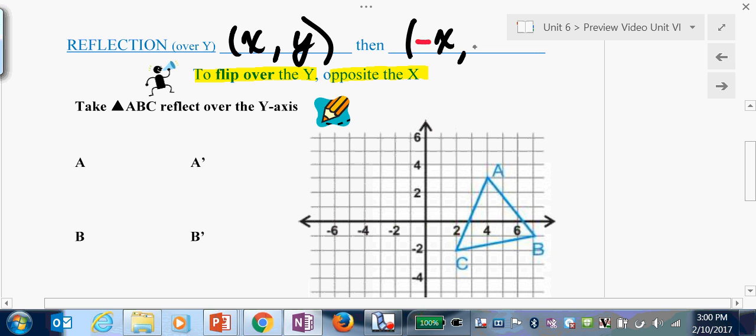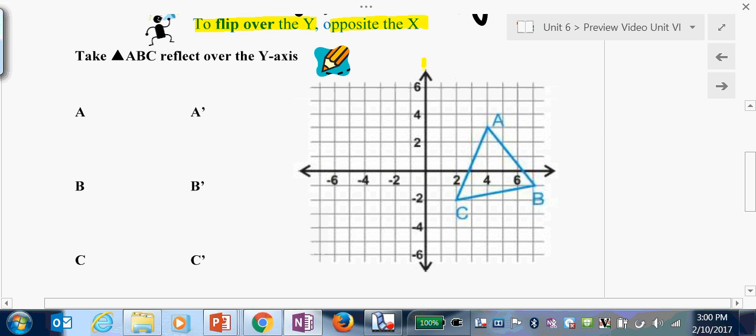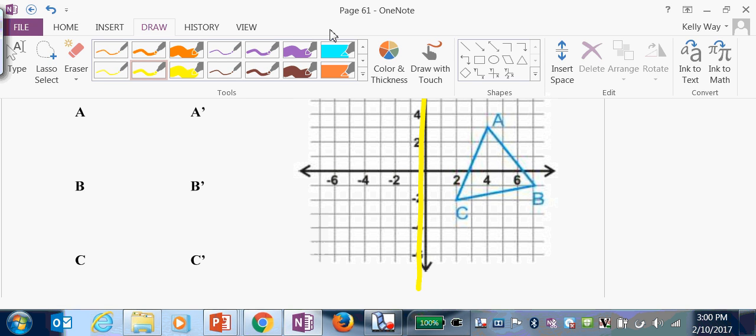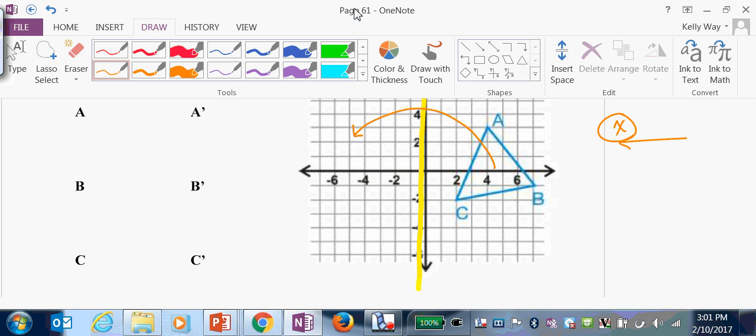Now that seems like a contradiction. You'll understand it if we physically do it. Okay, so why don't you go ahead and darken the y-axis. And now let's just draw an arrow. We're going to flip over the y-axis this way. And if you notice, our motion is a horizontal motion. That's why the only thing we're going to change is the x coordinate. Let me show you what I mean.